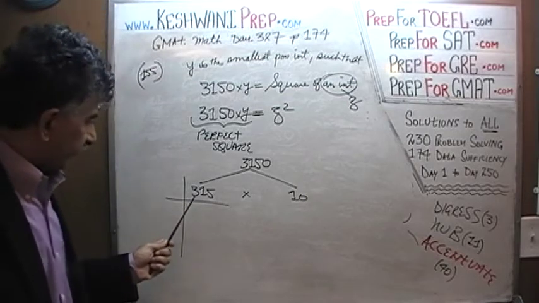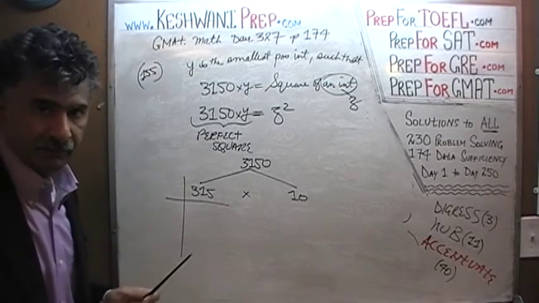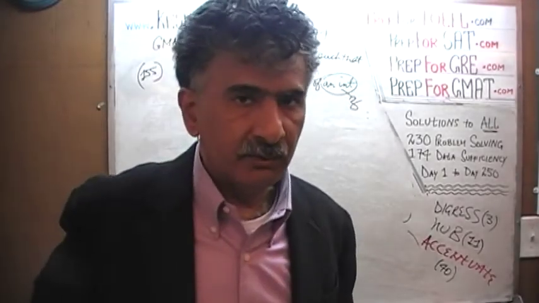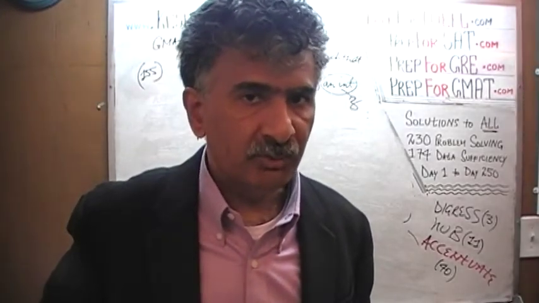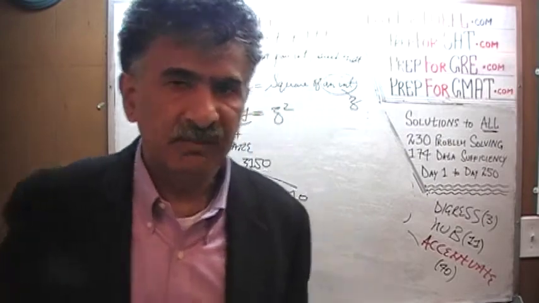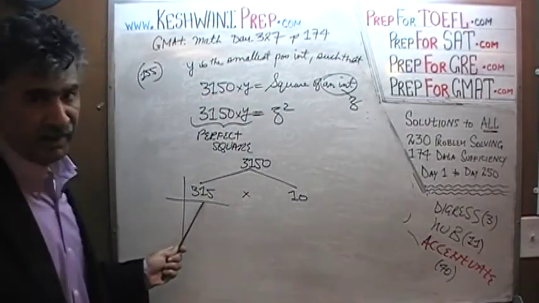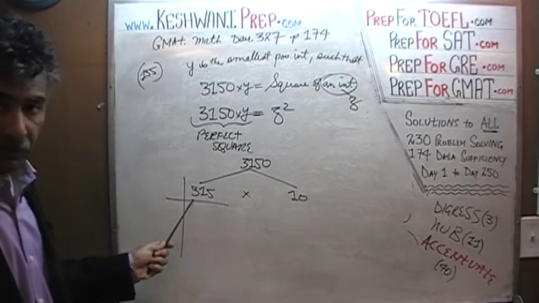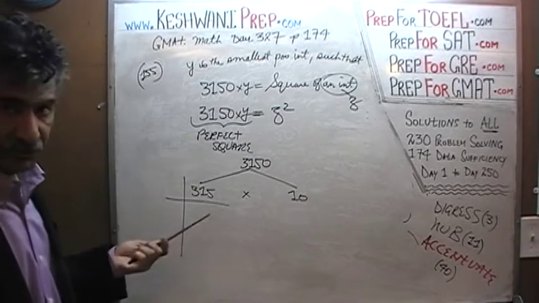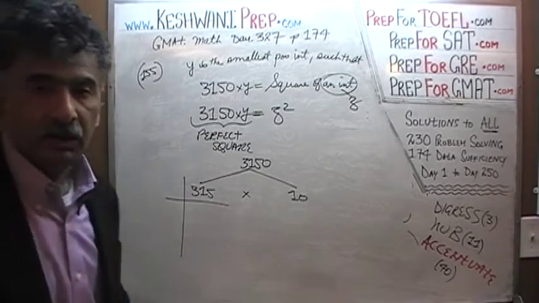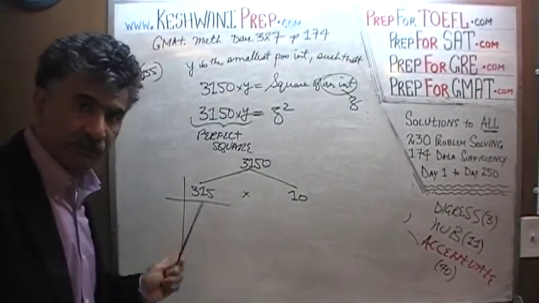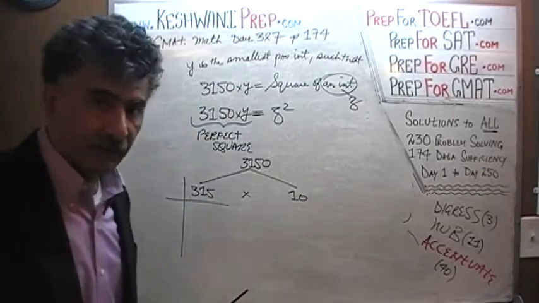315 ends in a 5 and we know this is divisible by 5, but the rule dictates that we try to divide this number by the smallest prime number possible. Obviously we can't divide it by 2, it's not an even number. But the sum of the digits, 3 plus 1 plus 5, is 9, which is divisible by 3, which means 315 is divisible by 3. Let's divide it by 3 instead of 5.